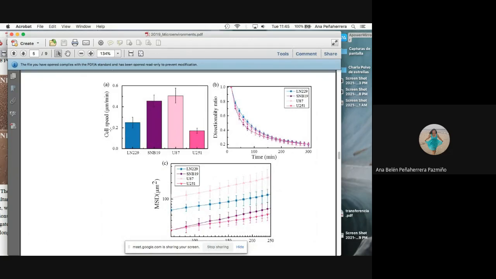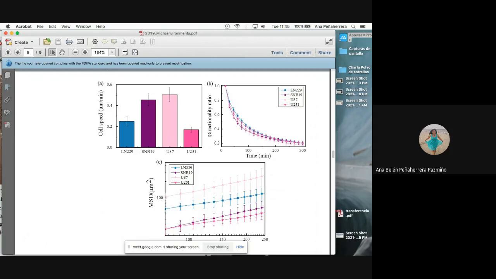Here we see also how they measure the speed of the cells, and also these new parameters that we can look at. For example, the directionality ratio, which is the ratio between the displacement and the length of the trajectory.